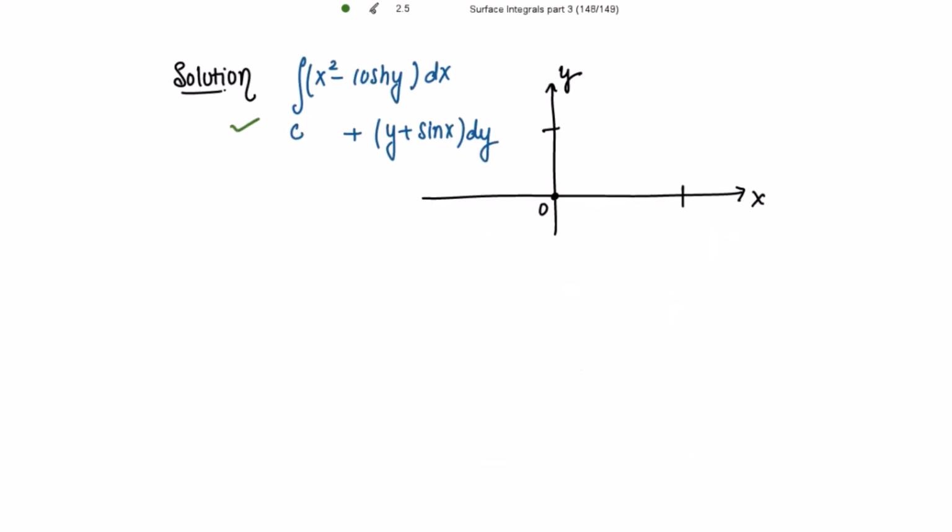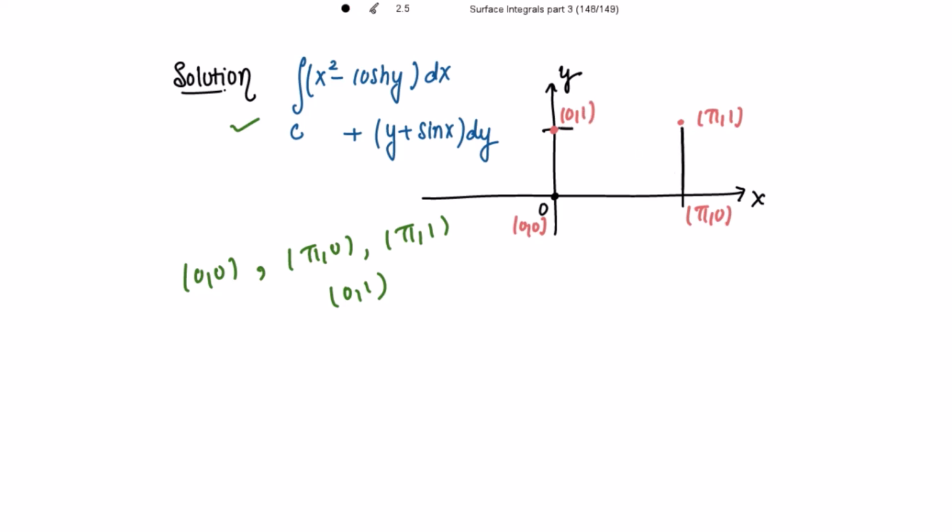So this is the line integral given to us, and let this be the x and y axes. We have to plot the rectangle first, and the given vertices are (0, 0), (pi, 0), (pi, 1) and (0, 1). Marking the point (0, 0), then (pi, 0), then (pi, 1), and then (0, 1). Let's join this rectangle. So this is your curve C, which is a rectangle with these given vertices.